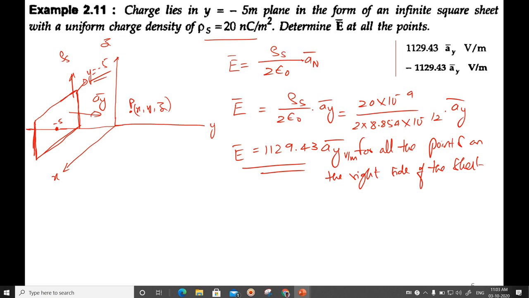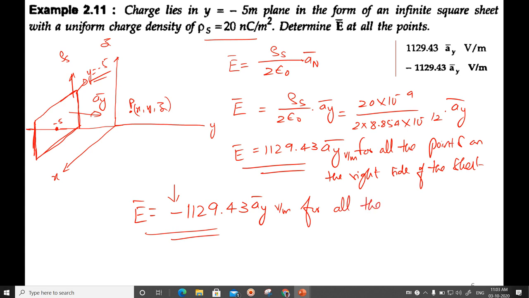Next, if the points are on the left side of the sheet, the field intensity is the same, but the direction is reverse. Instead of plus a_y, it will become minus a_y. So I will write the same formula, 1129.43 a_y, and I have taken the minus sign. Please take care of this sign, right? This field intensity, volt per meter, is for all the points on the left side of the sheet.